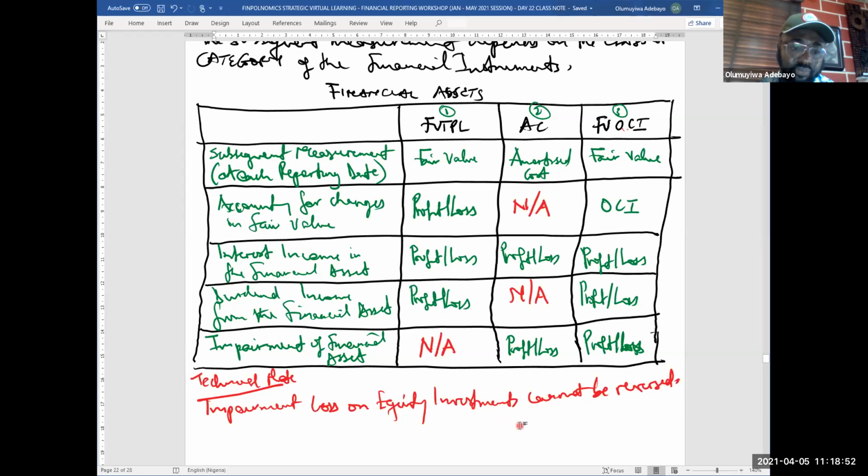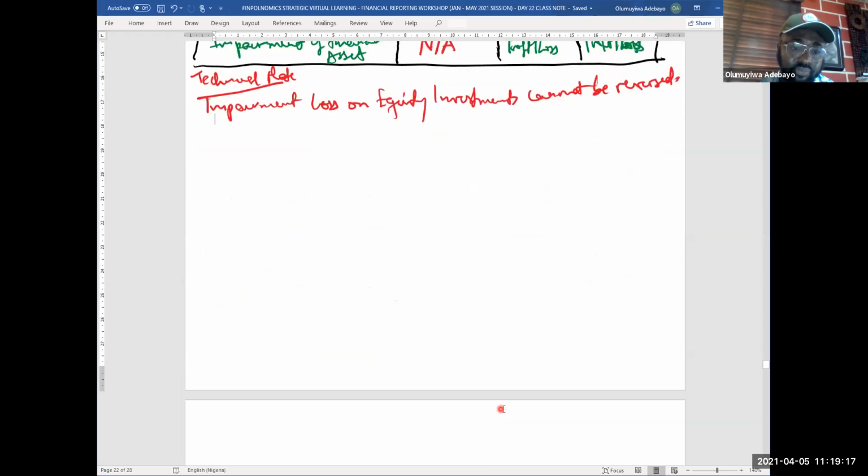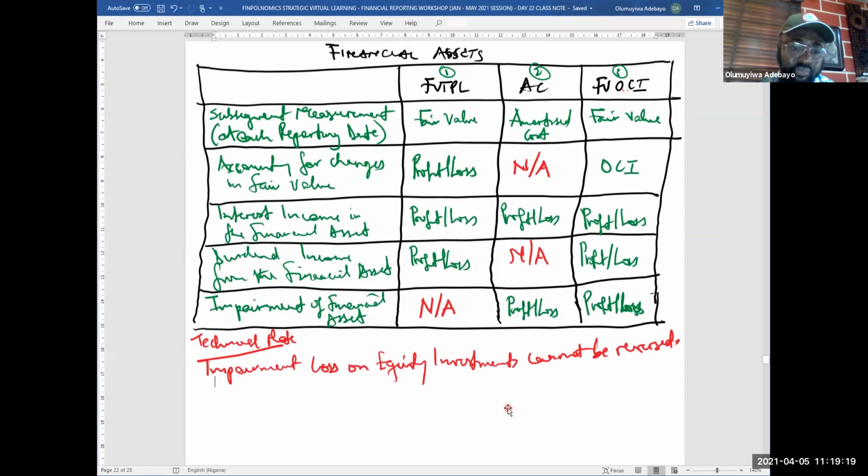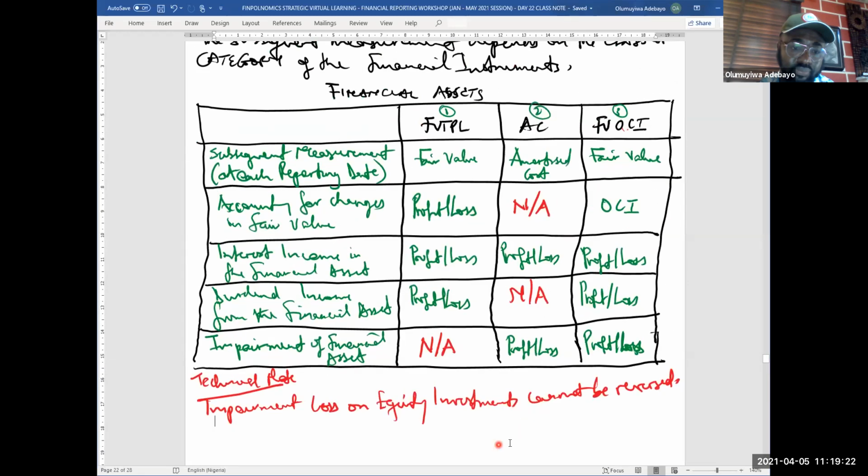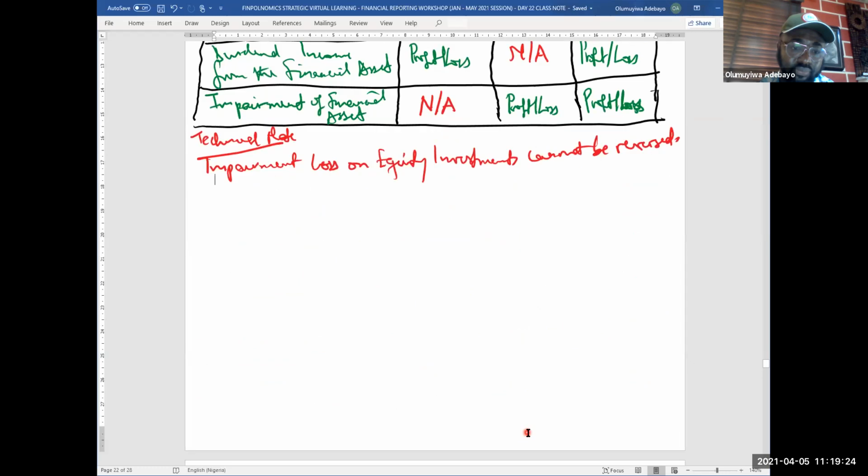Fair value loss can reverse by way of fair value gain, but impairment loss on equity investments measured at fair value to other comprehensive income cannot be reversed. And you also know that there's no impairment assessment for a financial asset that is measured at fair value to profit or loss. Any question? Okay, now let's move to financial liability.